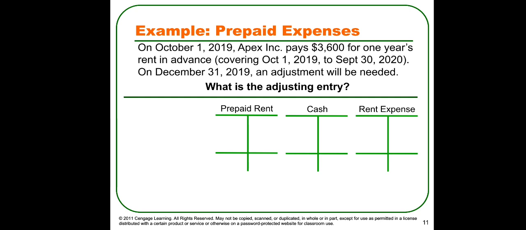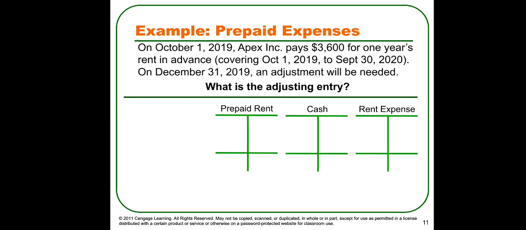So let's see here. On October 1st, 2019, Apex Incorporated pays 3,600 for 1 year's rent in advance. Rent is an expense, so this business pays the rent in advance, covering 1st of October 2019 to September 30th, 2020. In December 2019, an adjustment will be needed. Okay, so how to do this adjusted entry?